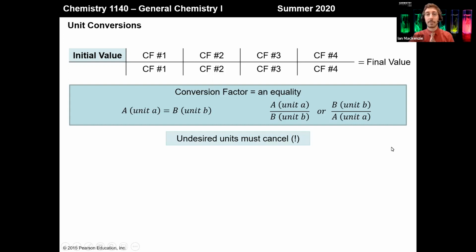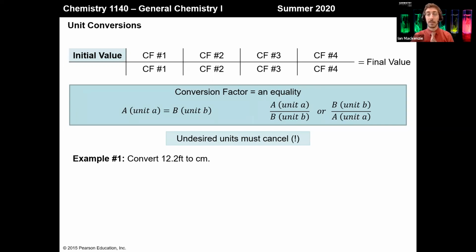Undesired units have to cancel. You can't be left with any undesired units that don't cancel. Your final value has to only have the final units. Let's work through a specific example here. Let's convert 12.2 feet into centimeters.